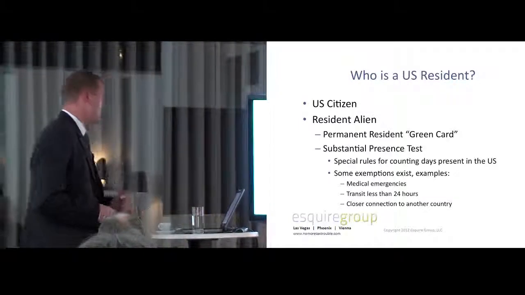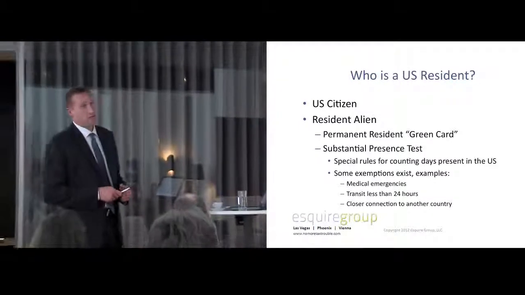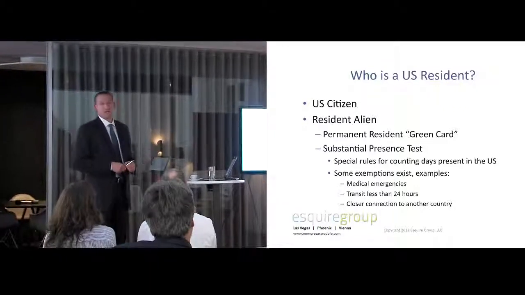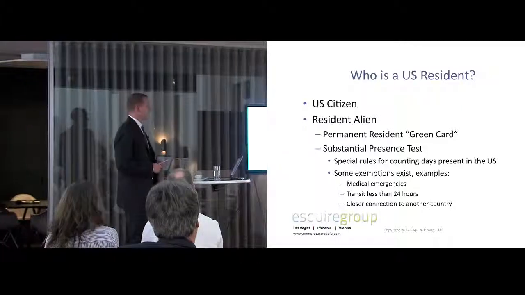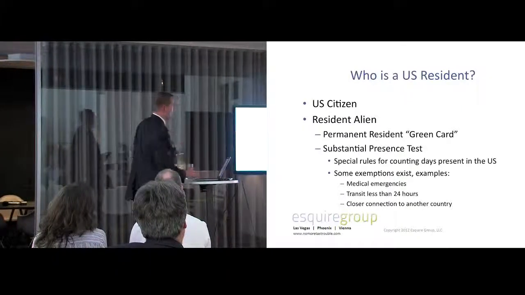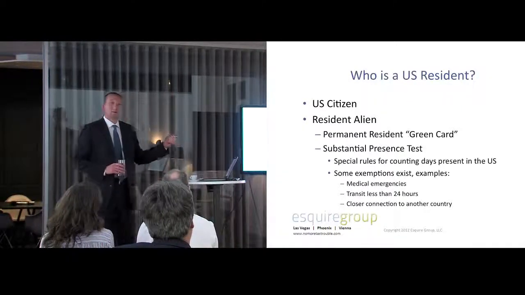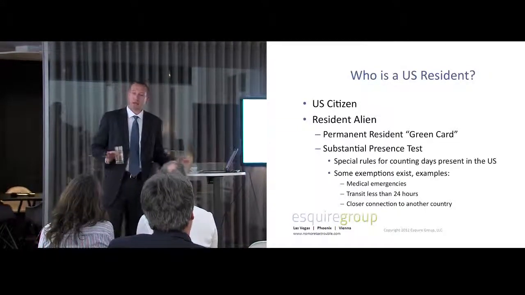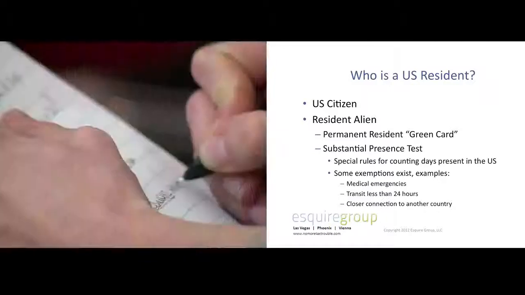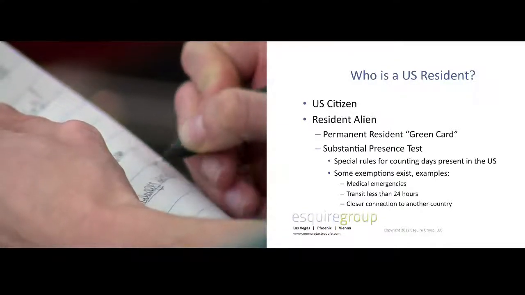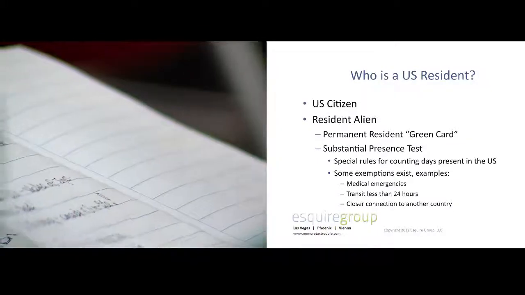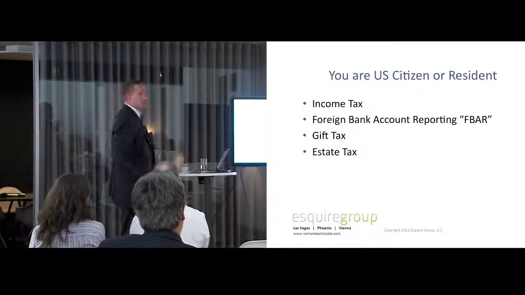The other one is what's called the substantial presence test. And this is one where sometimes people become U.S. tax residents by accident. That could be somebody who's a foreigner that's just spent too much time in the U.S. And that amount of time is 183 days in the last 3 years. And when you calculate the 183 days, like any tax law, there's a complicated formula.